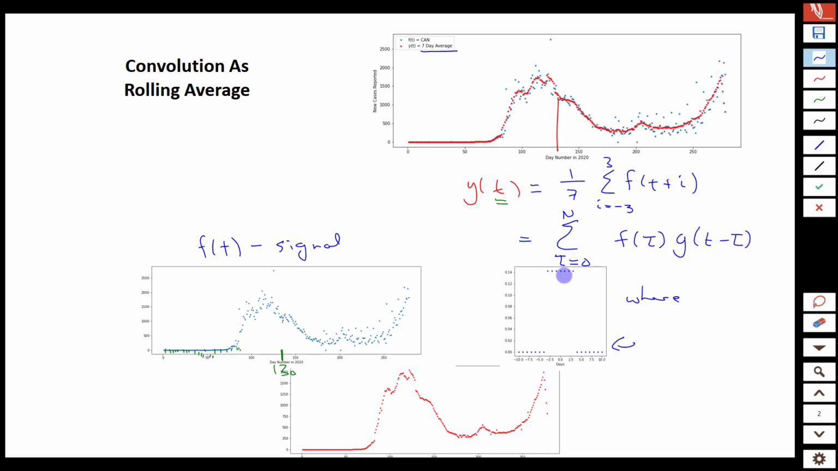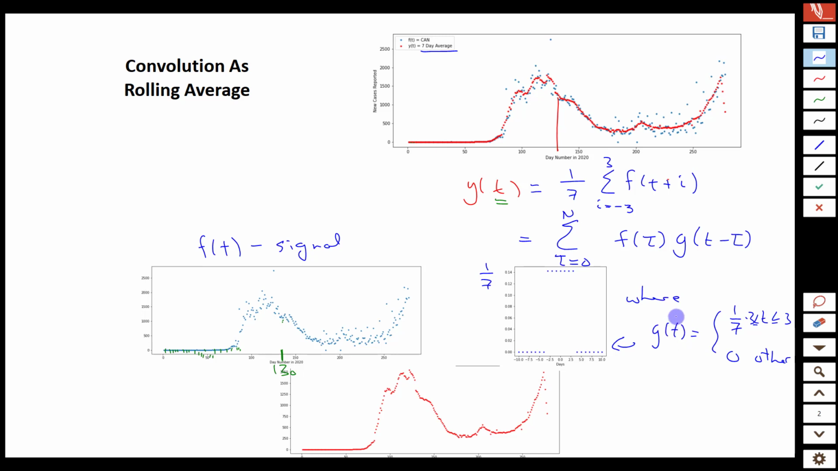There are 7 dots here, and they're all at height 1/7. And then there's a bunch of dots at height 0. And so g of t is just equal to 1/7 for t between 3 and minus 3. All right. And this is 0 for any other value.